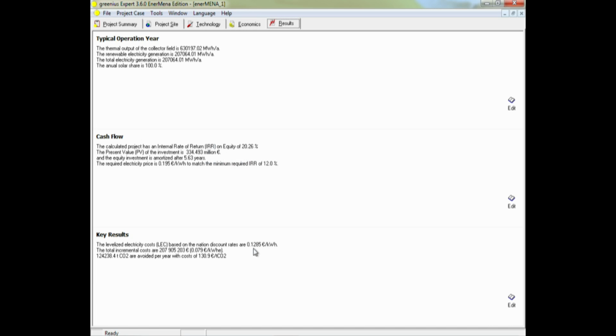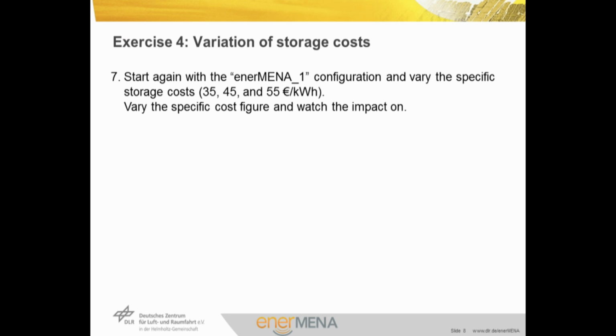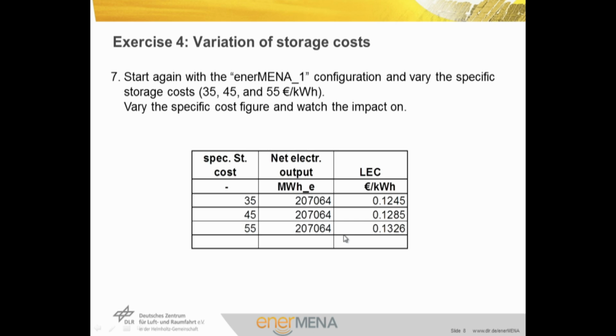We now get 12.85 euro cent per kilowatt hour. Again, I have prepared the table in advance, and here we can see the impact of specific costs on levelized electricity costs. The net electrical output is not changed since we have not modified any technical parameters, just financial parameters.